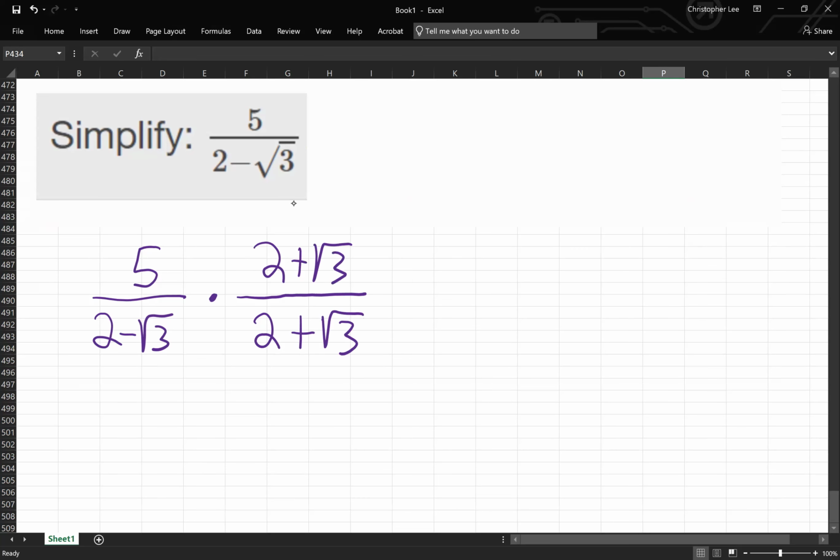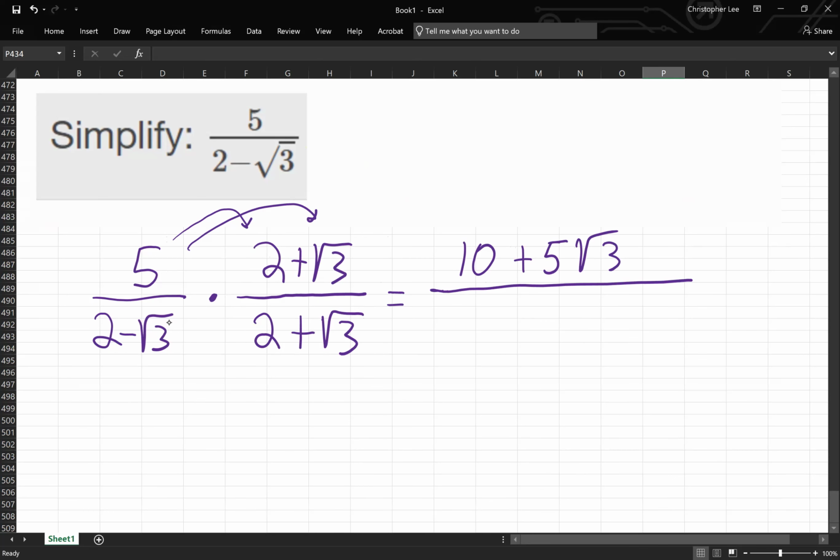And then very simply, we're going to multiply this. So you already know. Bam, bam, right? And then the same thing on the bottom with the FOIL. So the top, 5 times 2, that's 10, plus 5 times square root 3, which is just going to be plus 5 square root 3. That's easy, right? But the bottom, imagine these are in parentheses, right? You're going to FOIL this. So 2 times 2, right?